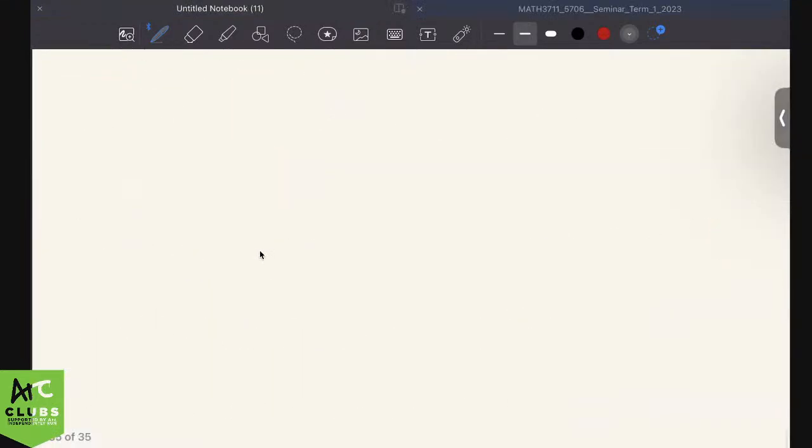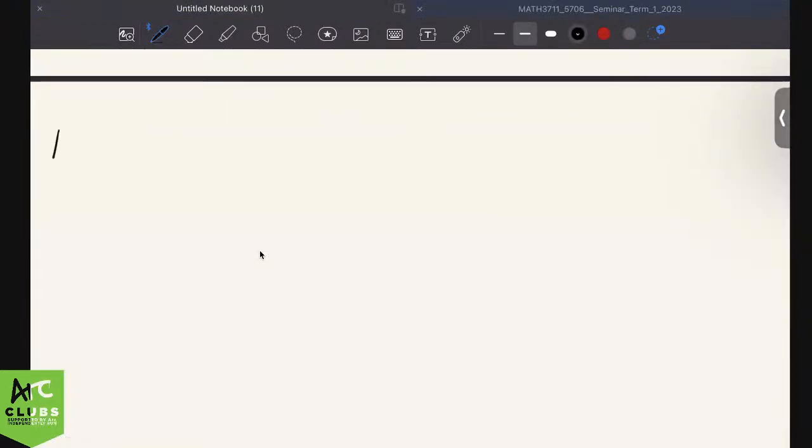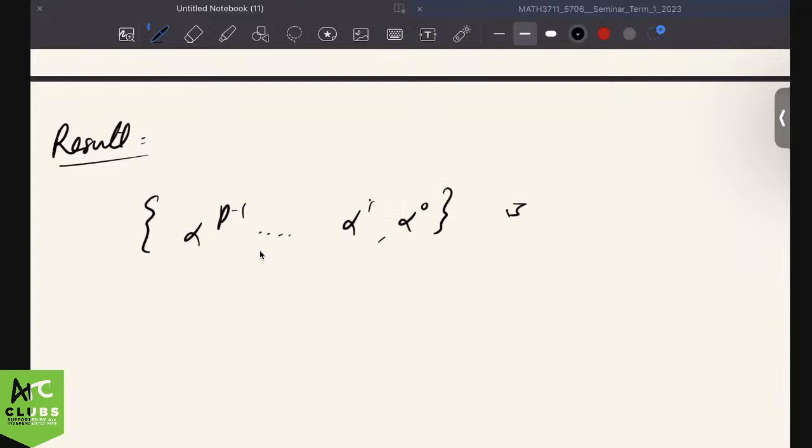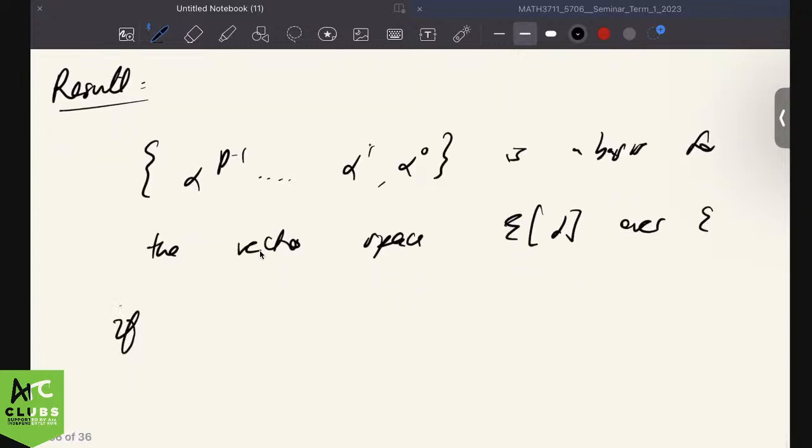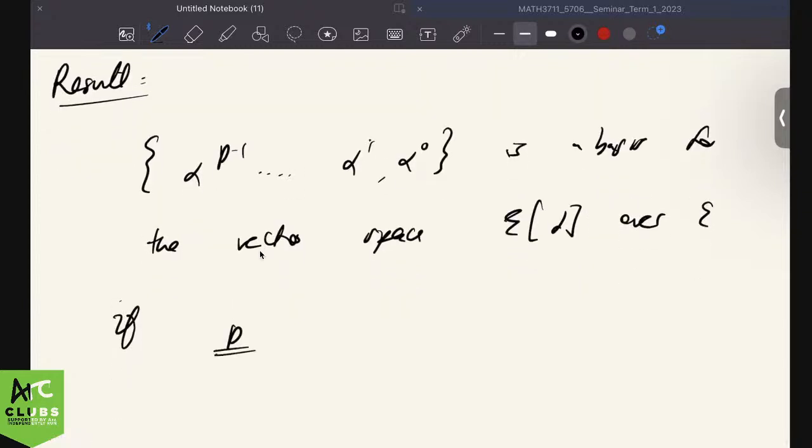So let's just write this as a result. This is a basis, right? So alpha to the power of P minus 1, ..., alpha to the power of 1, alpha to the power of 0 is a basis for the vector space E(alpha) over E if P is the degree of the minimal polynomial.